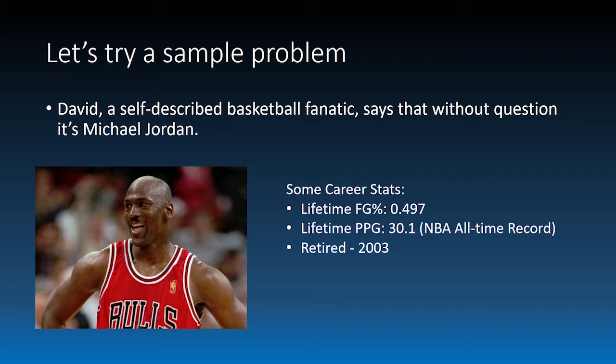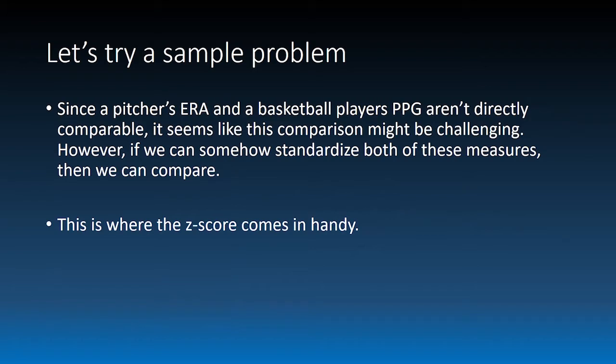Both of them are fantastic athletes in their own right, but if they want to settle their argument and try to figure out who's better overall, they're going to have a hard time, right? Because ERA and points per game don't exactly directly compare. So this is where we use something like a Z-score, because what that does is it'll standardize those measures in terms of standard deviation, and really give us a different kind of understanding of how they compare to everybody else within their own field.